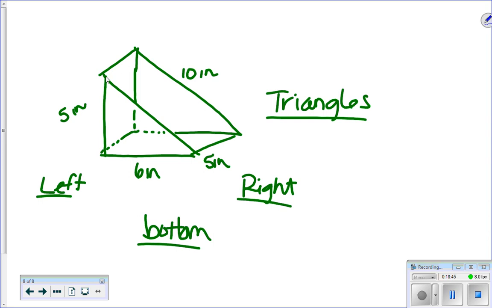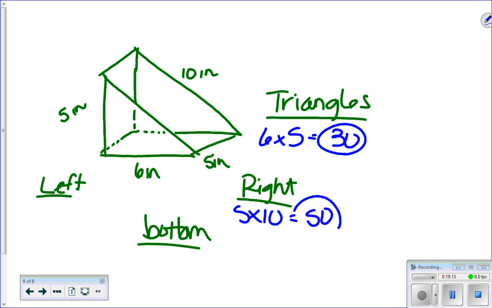Alright, so the triangles would be here. So what's my dimension of those? 5. And I don't got to multiply by 2 or divide by 2, so I'm going to keep that as 30. Then my right side, you said was this. So what are my dimensions of this guy? 5 and 10, nice job. Nice work.